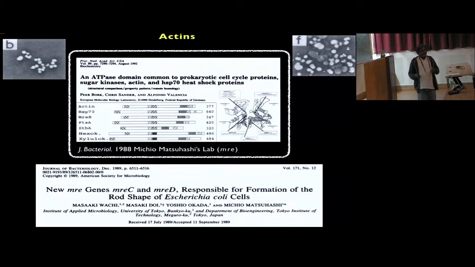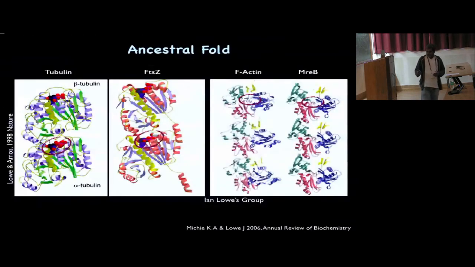And again, bacteria did not make their claim to have cytoskeletal proteins until 1998. What was this change? Ian Lowe and Linda Amos had successfully crystallized tubulin after nearly 20 years of struggle. And nearly at the same time in back-to-back papers, Ian Lowe also had the structure of FtsZ. And it became absolutely apparent to the human eye that both these structures were very similar, and FtsZ should be the ancestral homologue of the eukaryotic tubulin.